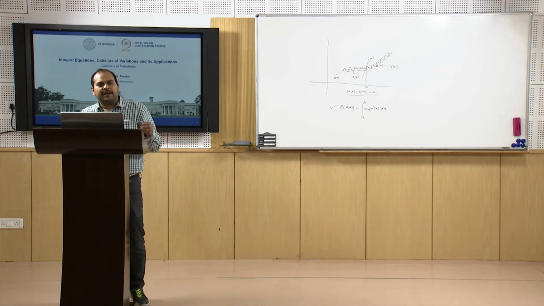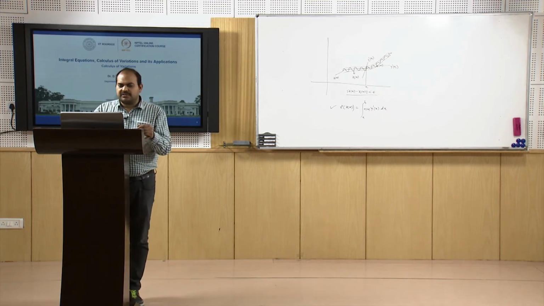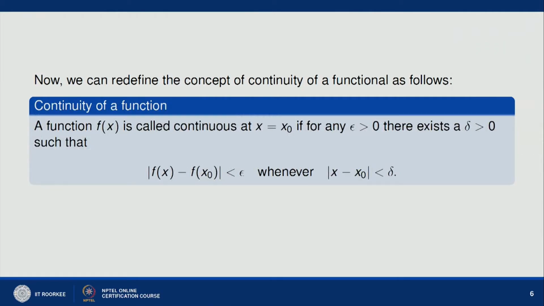So now with the help of closeness in the sense of mth order proximity, we may define continuity of a functional as follows. First we define what is continuity of a function. A function f(x) is called continuous at x equal to x naught if for any epsilon greater than 0 there exists a delta greater than 0 such that modulus of f(x) minus f(x naught) is less than epsilon whenever modulus of x minus x naught is less than delta. Or I can say that the functional values differ by at most epsilon whenever the difference of the arguments is less than delta.